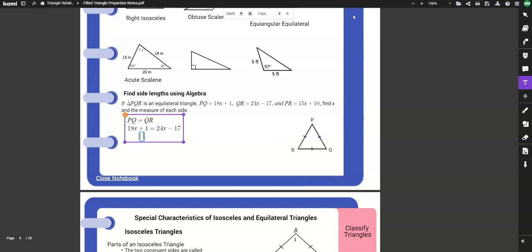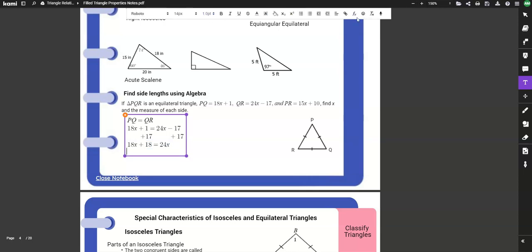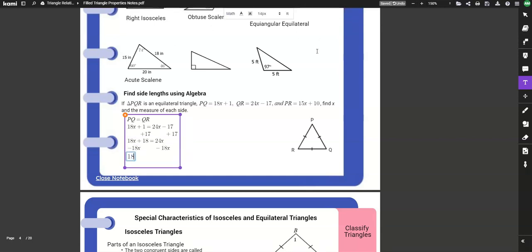I'm going to add 17 to both sides, which gives me 18x plus 18 is equal to 24x. Subtract 18x from both sides, and that's going to leave me with 18 is equal to 6x. From there, I am going to divide both sides by 6, which leaves me with an answer of 3 is equal to x, or x equals 3.